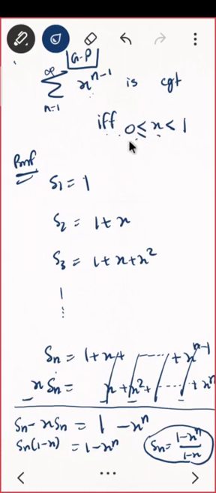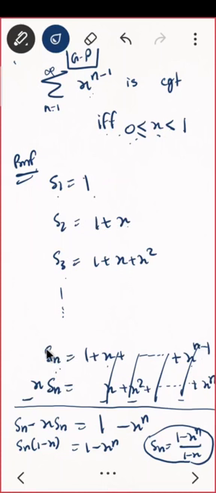Case 1: suppose x equal to 0, then this is a zero series, so that is convergent. So I'll be taking the second case. What is S1? That is 1. What is S2? That is 1 plus x. S3 is 1 plus x plus x square. And what is Sn? 1 plus x plus up to x raised to n minus 1.